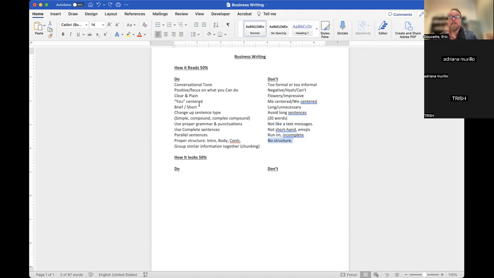And again, a document that has no structure, where it's just a myriad of different things all in one paragraph. You need to break those up and put similar thoughts together in a paragraph. Being disorganized and all over the place, you don't want to do that. You want organization in your document. So I think that's it for the do's and don'ts of how it reads. And again, that's 50% of your document.